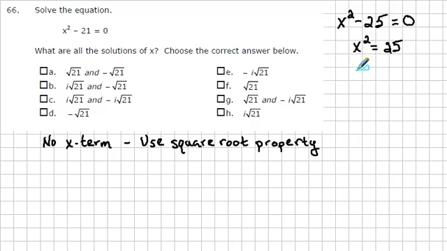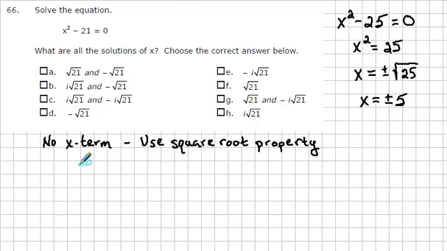So the two solutions to this equation are the two square roots of 25. X is either positive or negative the square root of 25. The square root of 25 is 5, so our solutions are either 5 or negative 5. So let's go back to our equation.